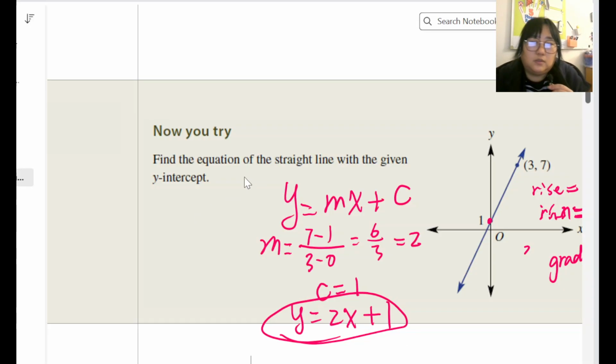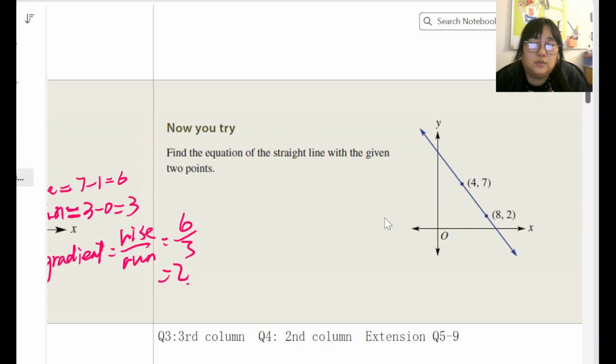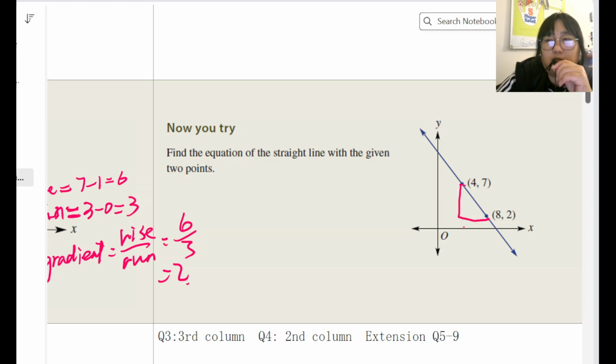Okay, so guys, when we have one point and a gradient, or a y-intercept and another point, we can get the gradient and the y-intercept, and we can get this equation. And now we check the last one. If we have 2 points, it is the same thing, guys. You find out your rise and your run, and find the gradient first. So from 4 to 8, my run is 8 take 4, that is 4 run.